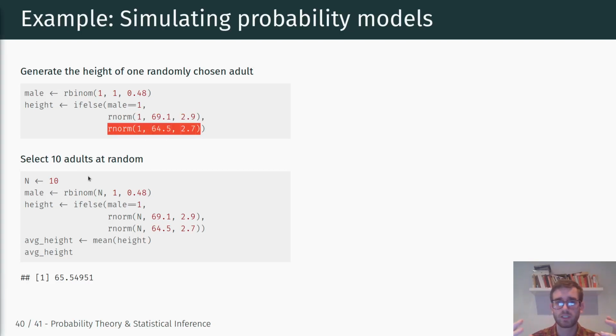The next thing is we can scale this up and think about, okay, how do we select 10 adults at random and compute the average height of those 10 adults, for example, right? We can easily scale this up. All we have to do is increase the number of draws here to 10. Then we have 10 draws from this Bernoulli random variable, and we use the same if-else command, now just with n draws from this random normal distribution, either from the 69.1 average height or the 64.5 average height. Okay.